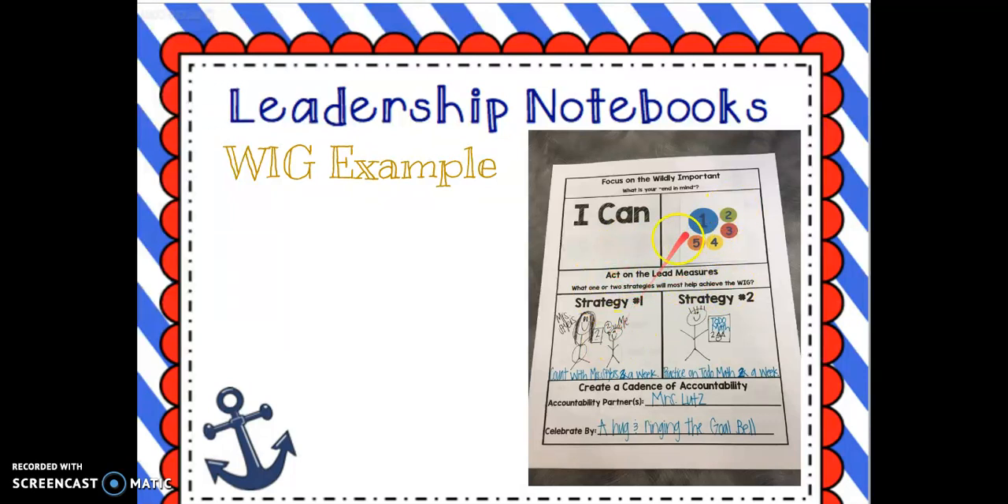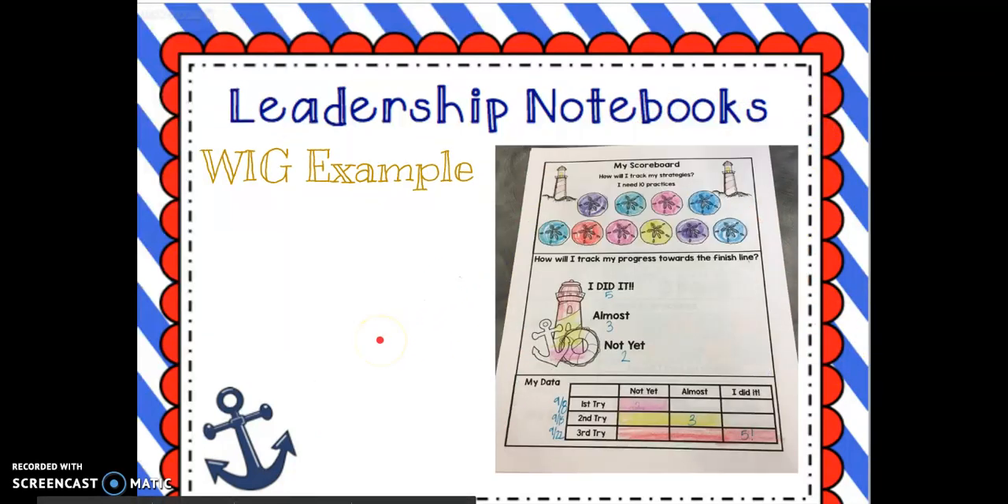We have pictures that you can choose, or you can have your students draw. Their strategy 1 is to count with Miss Dyers 2 times a week. And strategy 2 is to practice on the app Toto Math 2 times a week. They chose their accountability partner to be Miss Lutz, and they are going to celebrate once they meet their goal by a hug and ringing the goal bell. So this is basically the whole WIG. And then over here is how they're going to track it. So their scoreboard, we have these sand dollars.